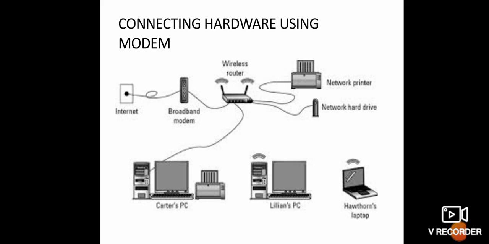Network printer will get information in the form of soft copy, and it will convert it to a hard copy. In a network hard drive, you can store the data and retrieve it whenever you want. Here there are three people: Carter's PC, Lillian's PC, and Hawthorne's laptop. All three are using the same network, whereas Carter is using a wired connection, and Lillian and Hawthorne are using a wireless connection.